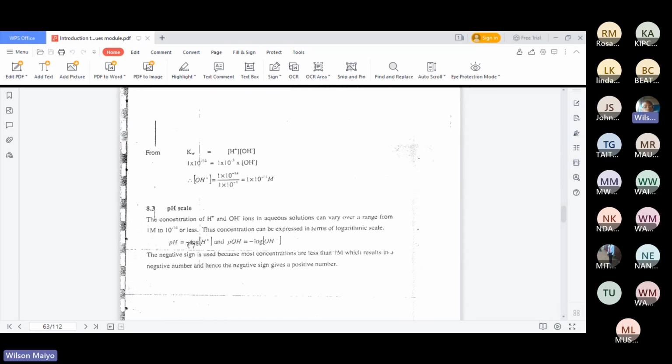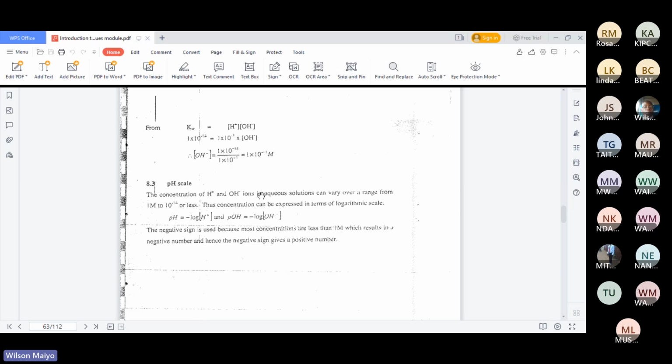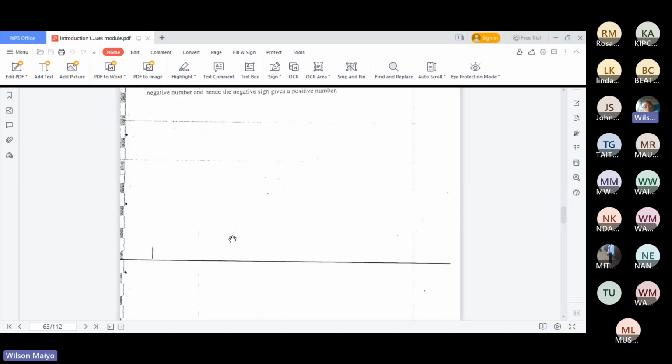So the pH, as we've seen before, you calculate by getting the minus log of the concentration of hydrogen. Then the pOH again is minus log of the hydroxide ion concentration. But then again, the pH and the pOH sum to 14. So pH plus pOH will give you 14. Then the Kw, which is the water dissociation constant, is 1.0 times 10 to the power minus 14. So it's always minus 14.